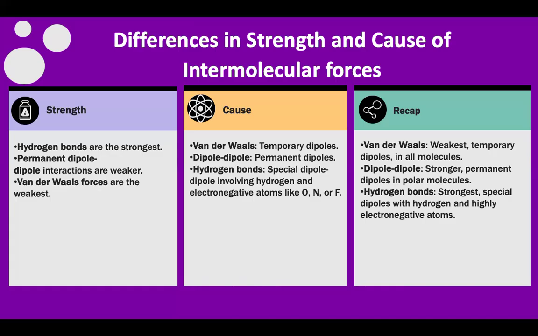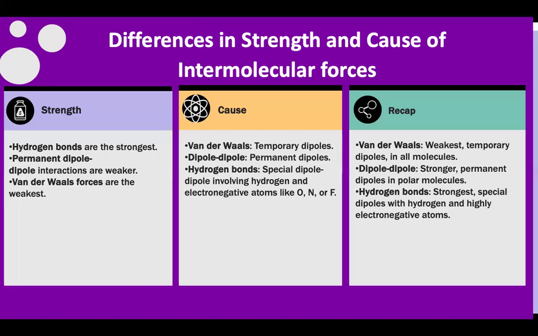As for cause, van der Waals forces are caused by temporary dipoles, dipole-dipole by permanent dipoles, and hydrogen bonds by a special dipole-dipole involving hydrogen and electronegative atoms like oxygen, nitrogen, or fluorine. Van der Waals is the weakest, with temporary dipoles in all molecules. Dipole-dipole is stronger, with permanent dipoles in polar molecules, and hydrogen bonds are the strongest, with special dipoles involving hydrogen and highly electronegative atoms.